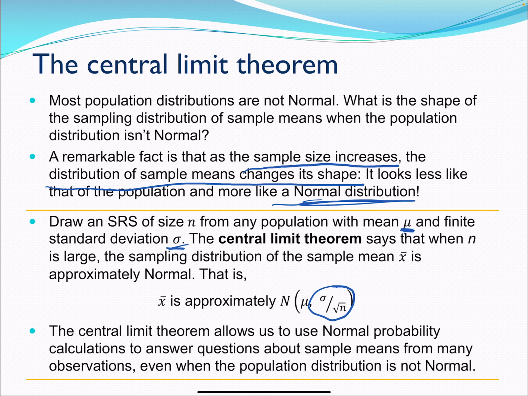And this central limit theorem allows us to use normal probability calculation, so we can bring back the z-table to answer questions about our sample means, even when our population distribution isn't normal. This is nice. So let's look at an example.